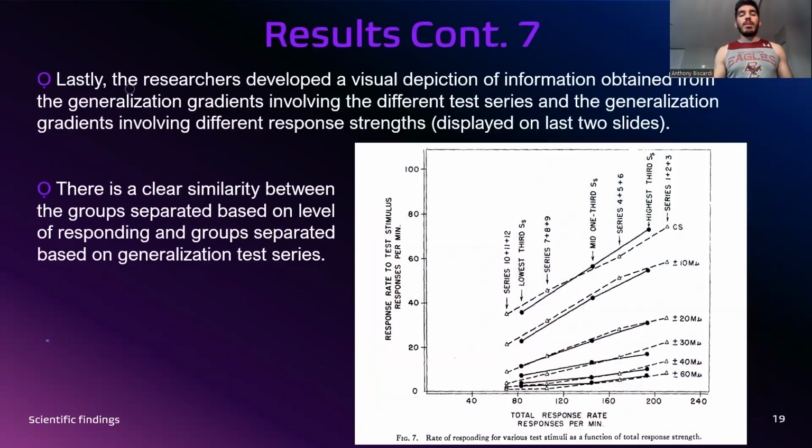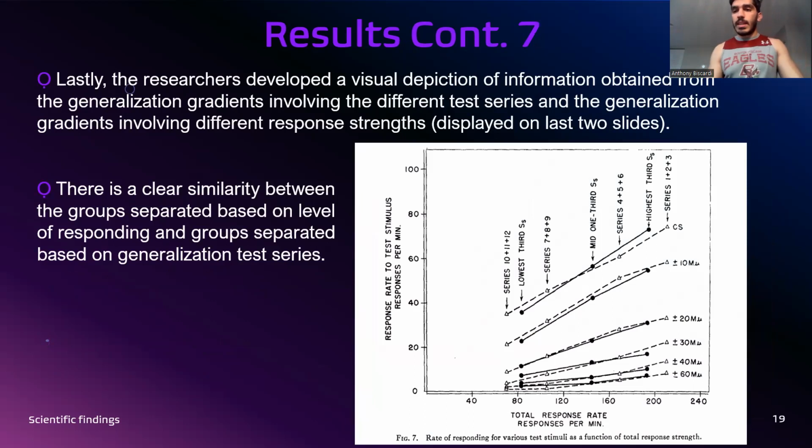So the last graph is a visual depiction of information obtained from the generalization gradients that were determined from the previous 2 graphs I showed you. So the one where they separated the groups by response strength and the one where they separated the groups by the different series in the generalization sessions. Okay. So basically there was a clear similarity between the groups separated based on level of responding and groups separated based on generalization test series.